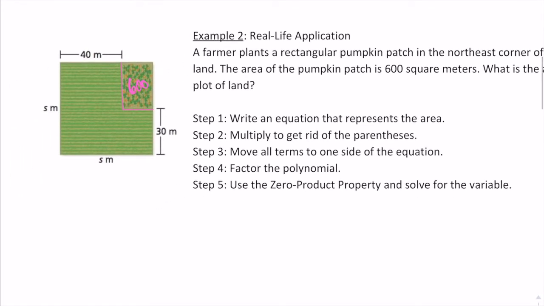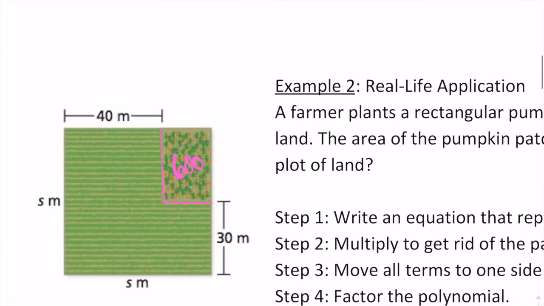Well, okay, let's try to figure it out in terms of S. If this entire thing from here to here is S, and I know this much is 40, do I know what the distance from here to here is? Well, isn't that just S minus 40? If I took S and I subtracted 40, I should get that plot of land.